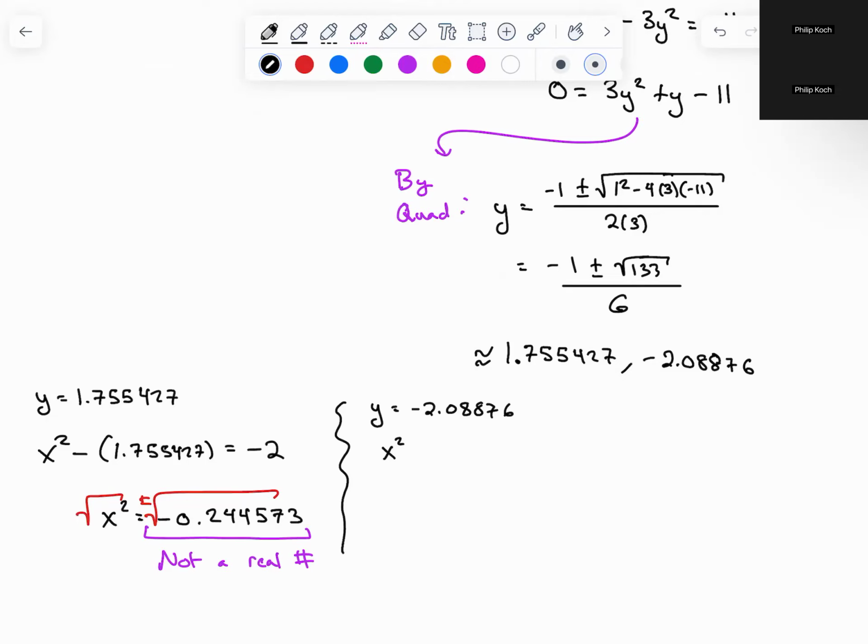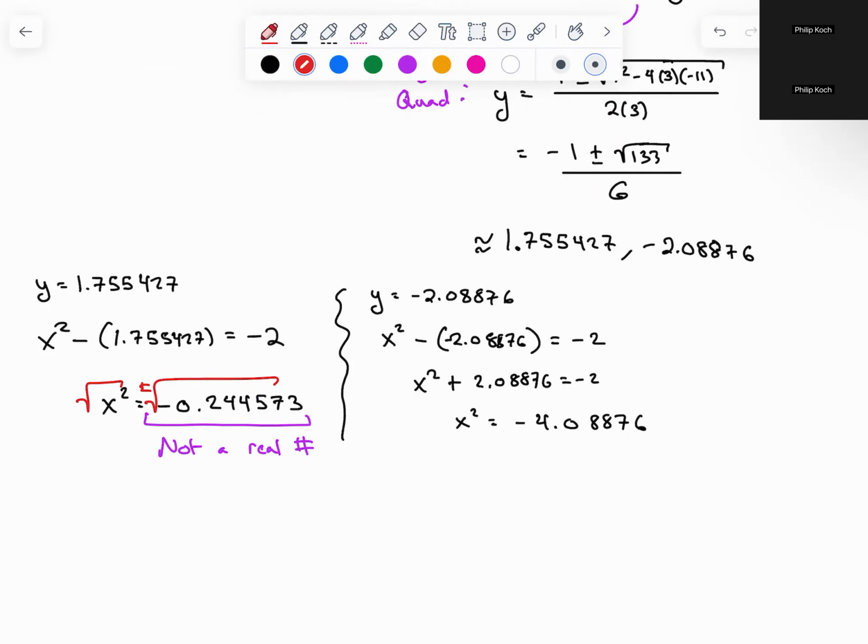It usually has an error bound that it's willing to go around, but sometimes it can be pretty strict. So the more decimals you can, the better. So x squared minus y, but that's minus negative 2.08876 equals -2. But that's x squared plus 2.08876 equals -2. And that would mean that x squared is equal to negative 4.08876.